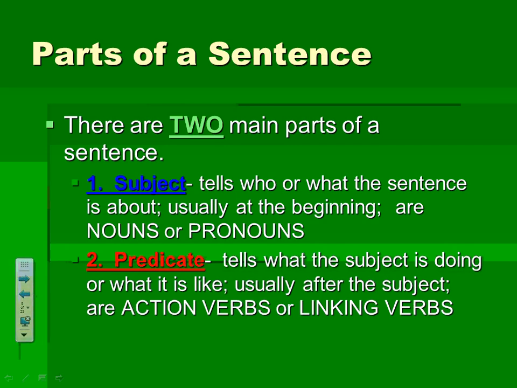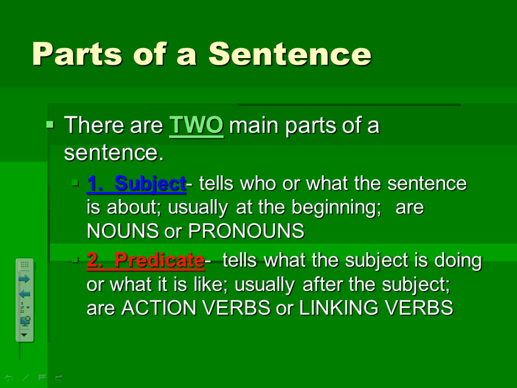All right, you've heard me say the words subject and predicate several times in the last few minutes. These are our operating definitions for subject and predicate. So there are 2 main parts of a sentence. First, the subject. The subject tells who or what the sentence is about. It's usually at the beginning of a sentence, but not always. Technically, the subject can appear anywhere. So we're going to have to really pay close attention to how our parts of speech are working together.